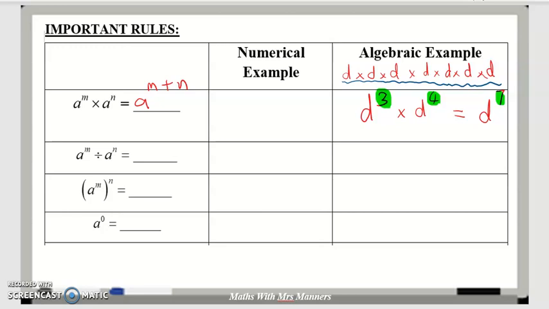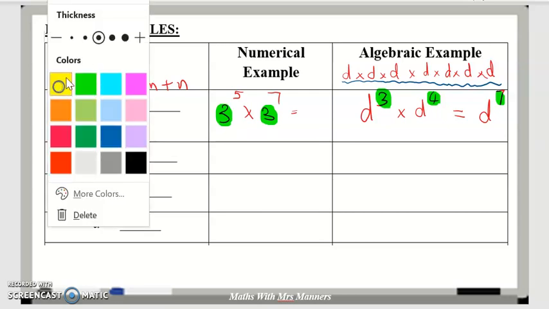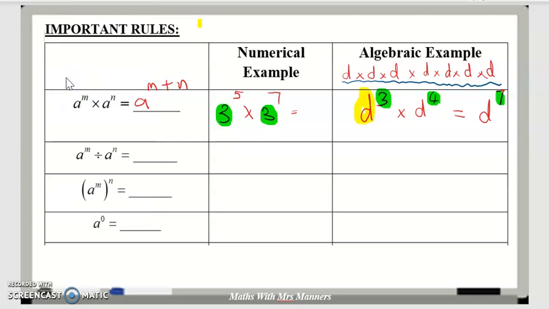Okay. A common error would be to multiply the powers. And a numerical example for that would be something very similar. 3 to the 5 times 3 to the 7 equals. Now, here is where students go wrong. They will often change this number here to 9. And that's wrong because the 9 has a special name. It's called a base. The base is whatever is attached to the power. So whatever is attached to the power is called your base.